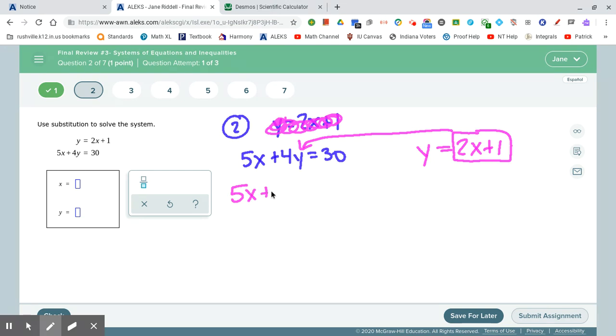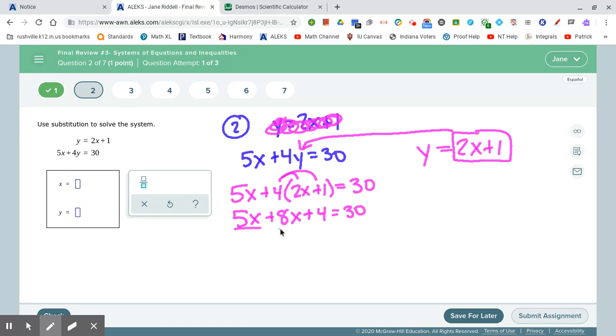5x plus 4 times y. But wait a second. We just said that y is 2x plus 1. So I'm going to put that in parentheses, 2x plus 1, and then equals 30. Get rid of parentheses by multiplying. So this is going to give me 5x plus 4 times 2x is 8x. And then 4 times +1 is +4 equals 30.